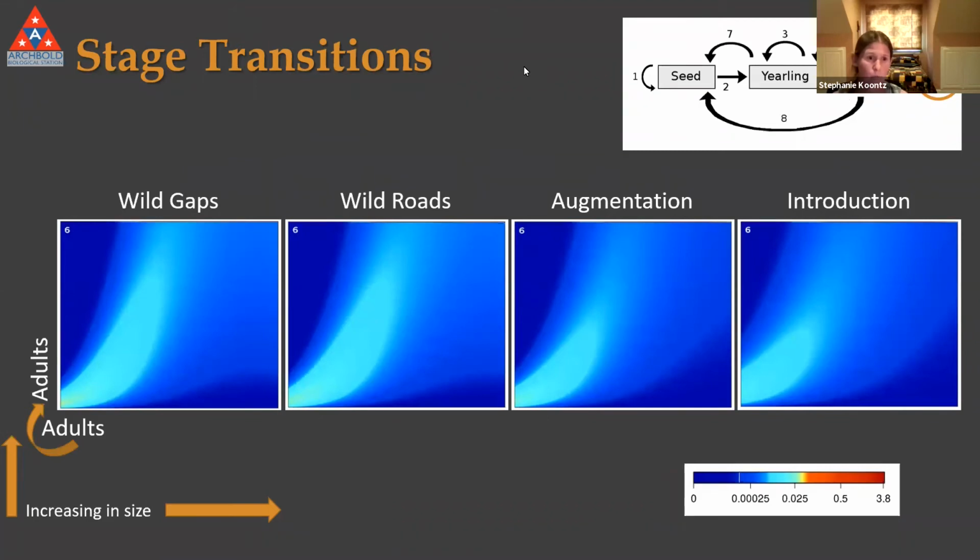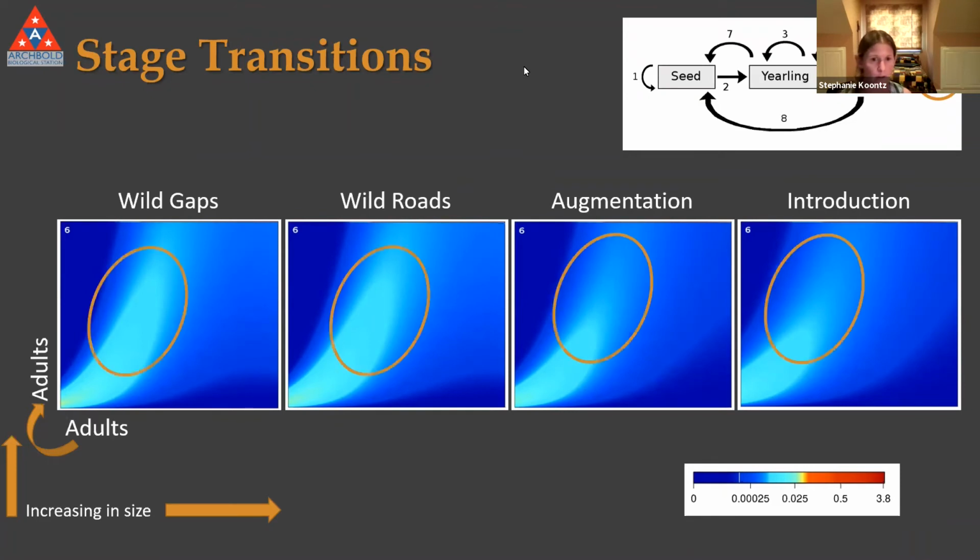And then next up, we have adults that are remaining adults, surviving year after year. And again, we can compare those across the 4 management treatments. But what I want to point out is in both of our wild populations, for the gaps and the roads, we tend to have these really long extended tails. But those are kind of lacking in our augmentation or introduction sites.